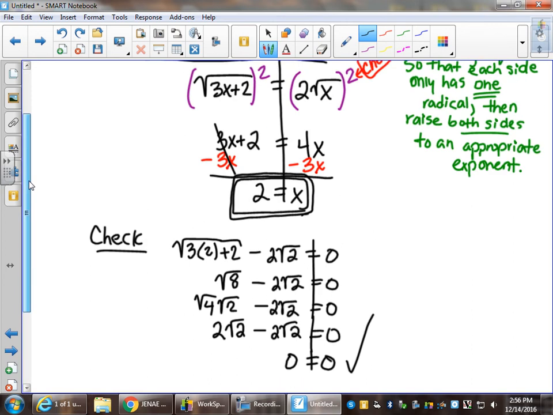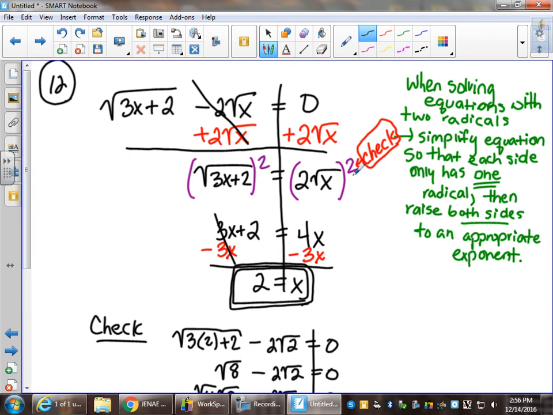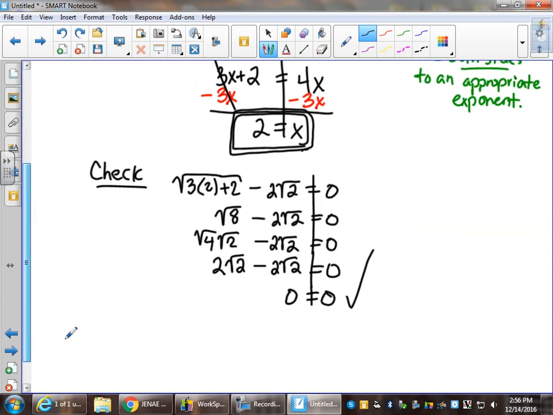Can't say it enough. As soon as you raise something to an even power, 2, 4, 6, 8, write the word check. Put it in a box. So that way when you finish, you remember to go do a check. That wraps up 12. We have 3 more to go.